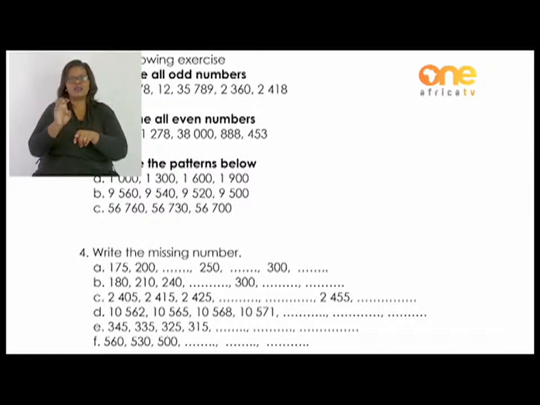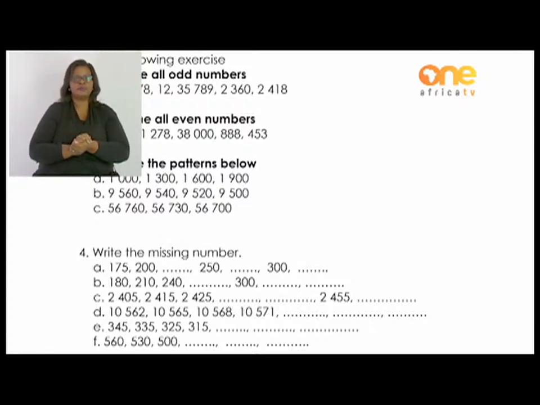Then number 3, we are supposed to describe the number pattern. When we are describing the number pattern, we are supposed to first identify the first term. Then you see whether it's increasing or decreasing. I will do 3A for you. We are saying the sequence is starting at 1,000. And each term is having 300 more than the first term, because we are adding 300.